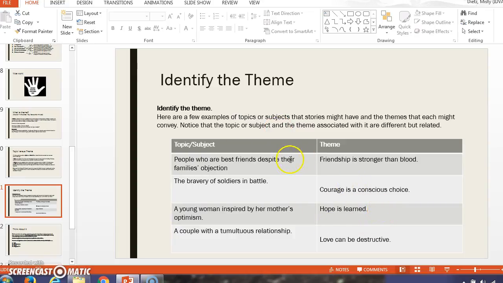And then lastly, one last example of a topic might be a couple with a tumultuous relationship. The topic might be a couple who are in a really bad relationship that's kind of dysfunctional. And then the theme would be the message over here: love can be destructive. So you can definitely take the topic of a text and think about it, trying to determine what the message of the story is through identifying the topic first. But theme, message, topic, subject.